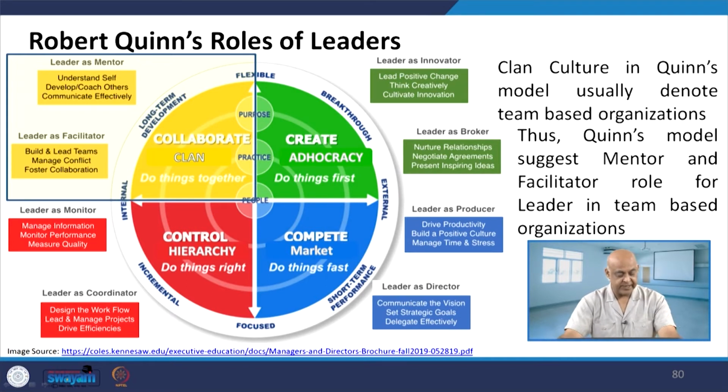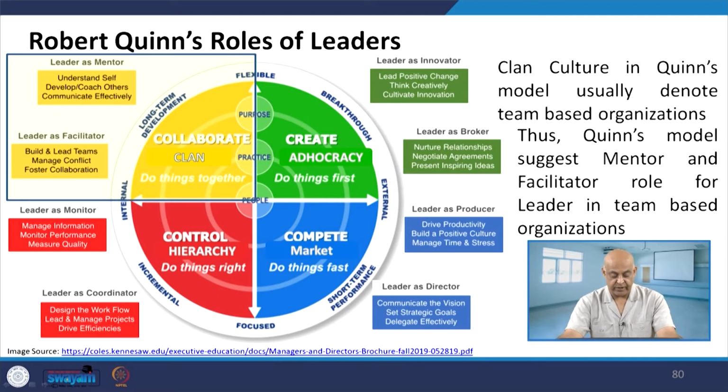Now here you will see the control hierarchy, that is, do things right. In the case of compete, do things fast; in create, do things first; and collaborate is do things together. Now we will see the external versus internal focus block, and then short-term performance will be there.